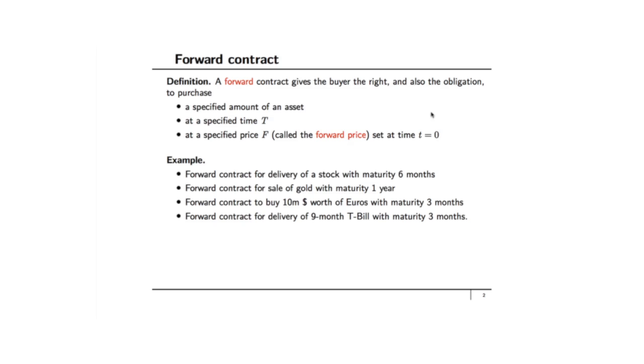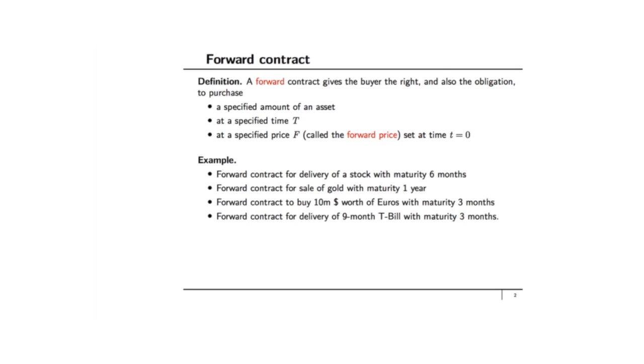Just to get the mechanics right, here's time t equal to 0. Here's the expiration time, capital T. At time t equal to 0, you're specified a price, capital F, which allows you to buy a specified quantity of an asset at that price F, but at time capital T. So you fix the price at time t equal to 0 for a purchase that happens at a later time, capital T.